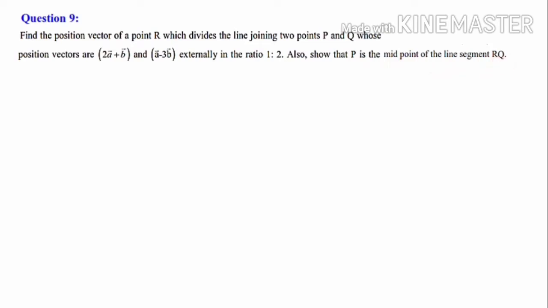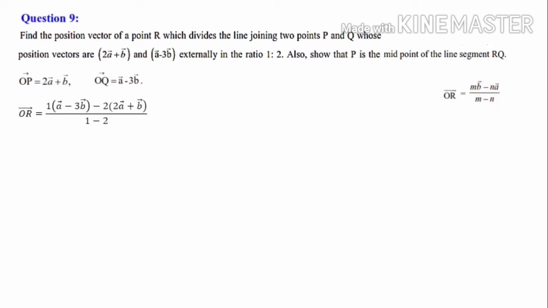So let's write the given conditions. Position vector of P, that is OP, is 2a plus b, and position vector of Q, that is OQ, is equal to a minus 3b. And there is an external division formula. OR is equal to mb minus na divided by m minus n. M into the second vector minus n into the first vector divided by m minus n. Here m is 1. 1 into the second vector a minus 3b, minus 2 into the first vector, that is 2a plus b, divided by m minus n, that is 1 minus 2.